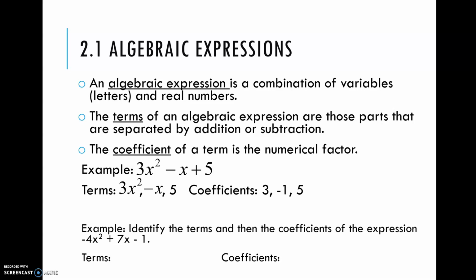An algebraic expression is a combination of variables, which are letters, and real numbers. The terms are the things in that algebraic expression that are separated by addition or subtraction, and the coefficient of a term is the number part of that term. So here's an example, 3x squared minus x plus 5. In that example, 3x squared is a term, negative x is a term, and 5 is a term. Of those terms, the coefficients are 3, -1, and 5.